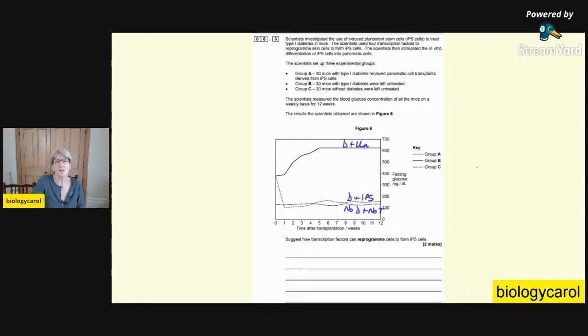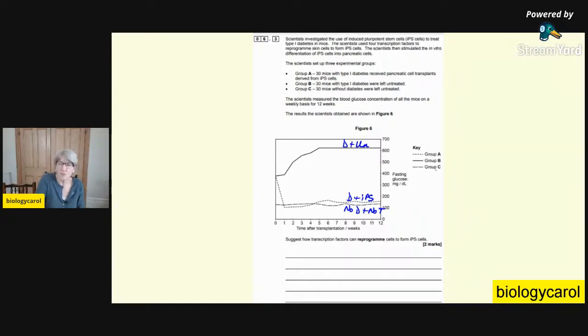So I have marked these groups on the graph. Group A, dash line, is diabetic and has the iPS treatment. Group B is diabetic and untreated. Look at their glucose levels. And group C is no diabetes and therefore no treatment.